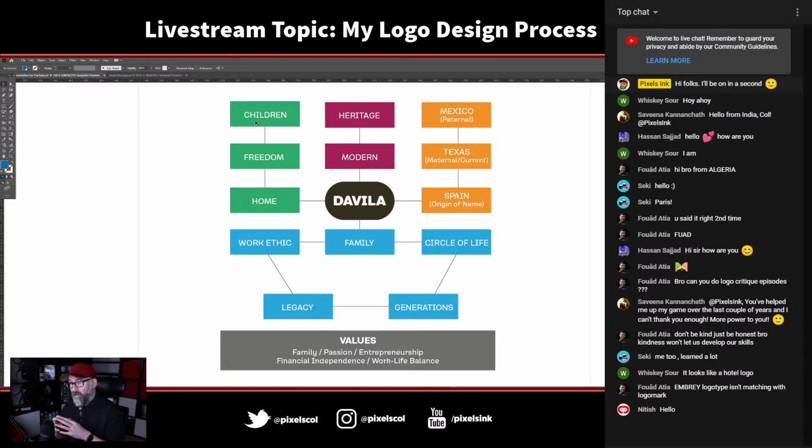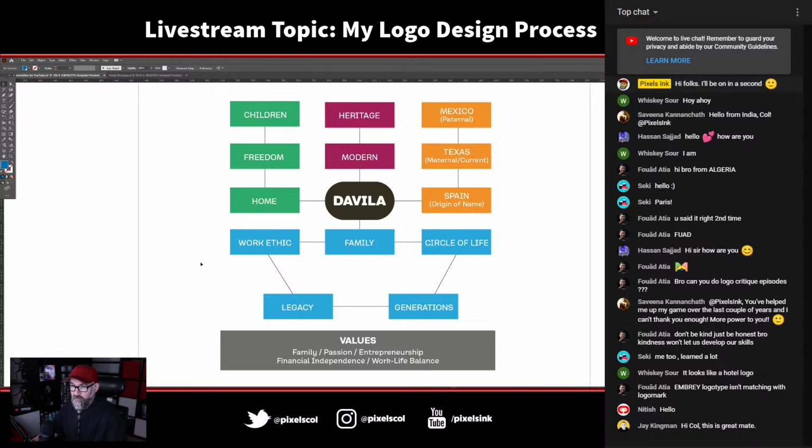His mother is from Texas, and that's where they live right now, in Texas. And the origin of the name is Spanish. They've got a great work ethic in his family. He feels the circle of life thing was important to him. And like I've mentioned, legacy and generations. So I tried to build up a picture of what everything meant to Jason so that I could have that in the back of my mind when I was working on his logo.